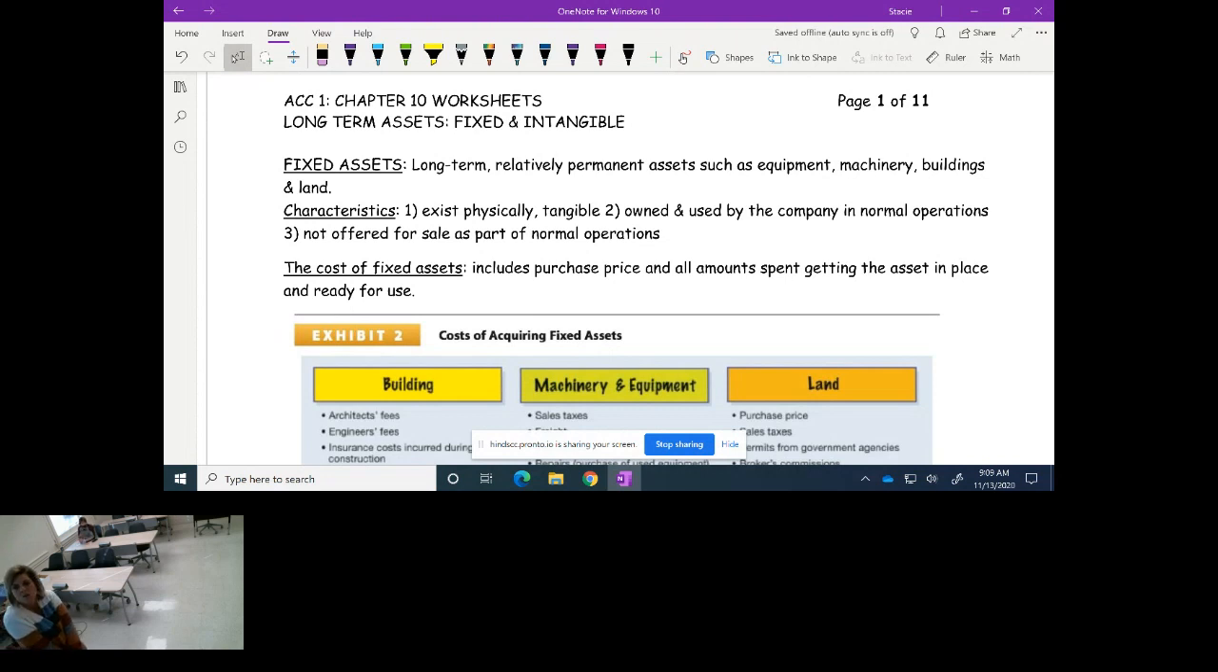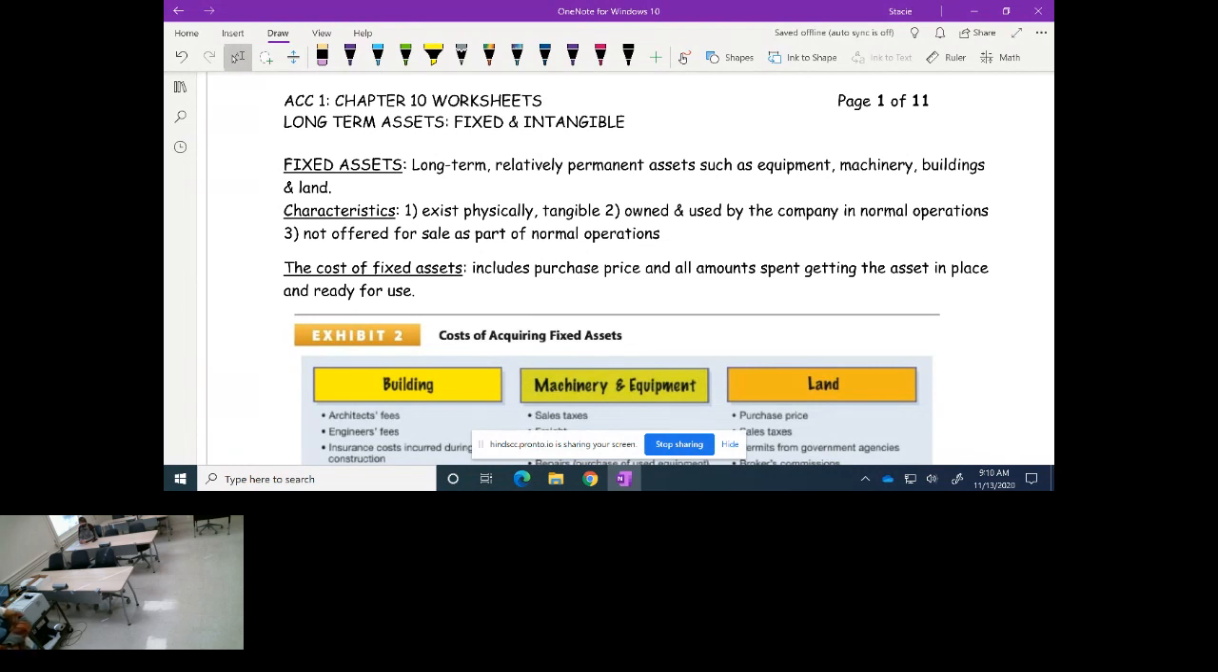Okay. So chapter 10 is on fixed assets and depreciation. I told y'all we would learn to calculate depreciation, that so far they had just given us the numbers. Some of the stuff in the very beginning is review. Fixed assets, also known as plant assets or property, plant, and equipment. Those are long-term, relatively permanent assets like equipment, machinery, buildings, and land. Although we don't depreciate land, it's still a fixed asset.